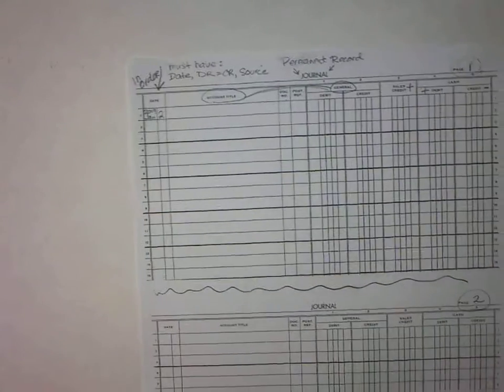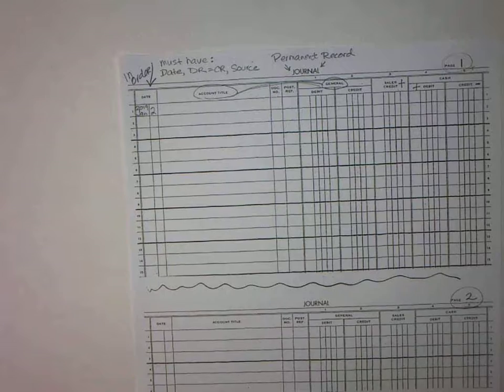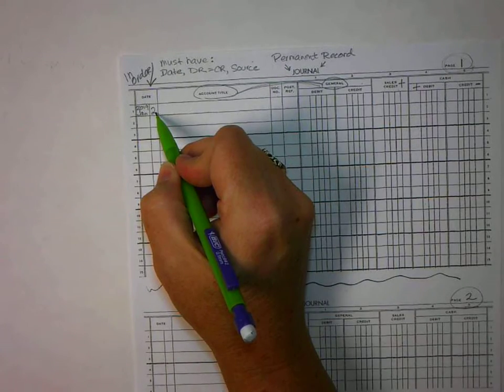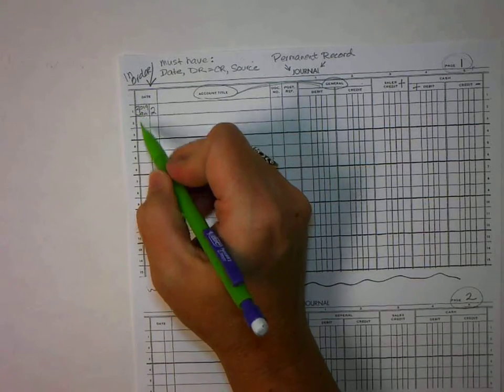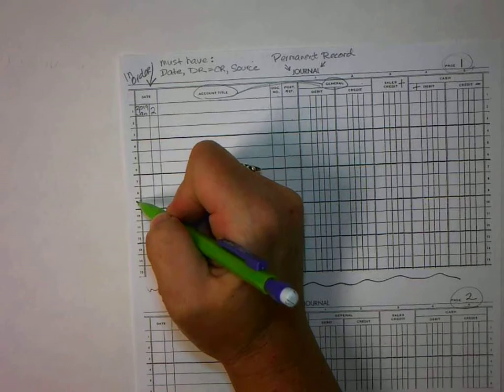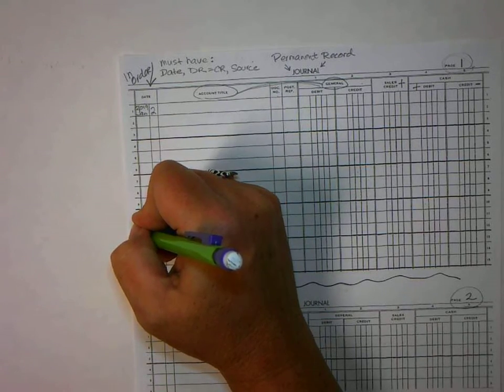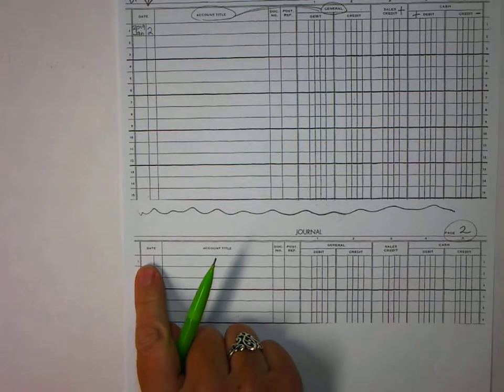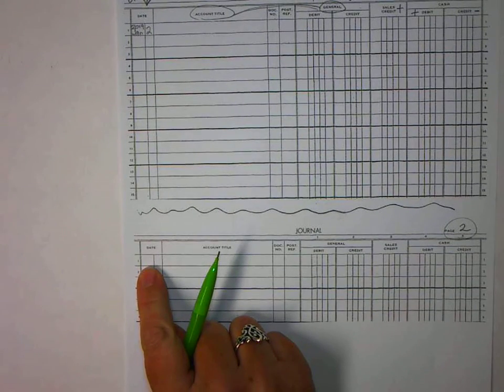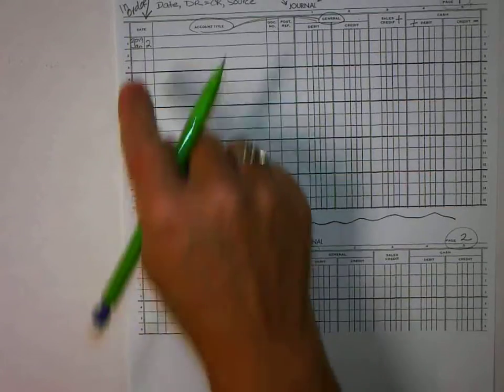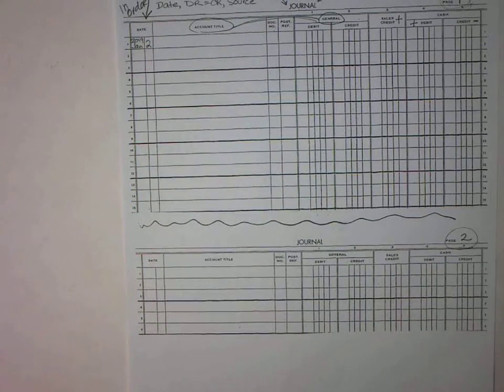I can't see. 2019, January goes there. The day goes there. From this point on, we don't have to keep writing January or 2019. Okay, if we change months, we'll have to change it to February. Okay, if we go to another page, we'll have to write the 2019 in January again. Okay, but now we can just write the day of the month.